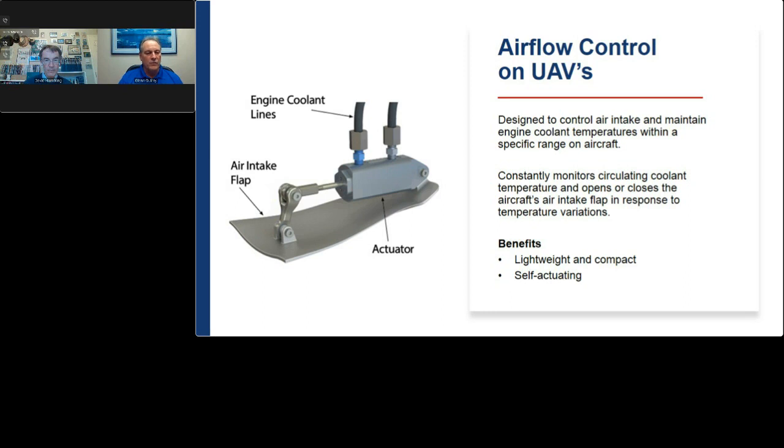to retract, closing off the air intake flap gap to help starve the flow a little bit to help warm things up. And as it warms up and gets a little bit hotter than normal, the actuator piston will start to extend out, opening the air intake flap. And it'll keep modulating back and forth to try and keep the optimum temperature range.